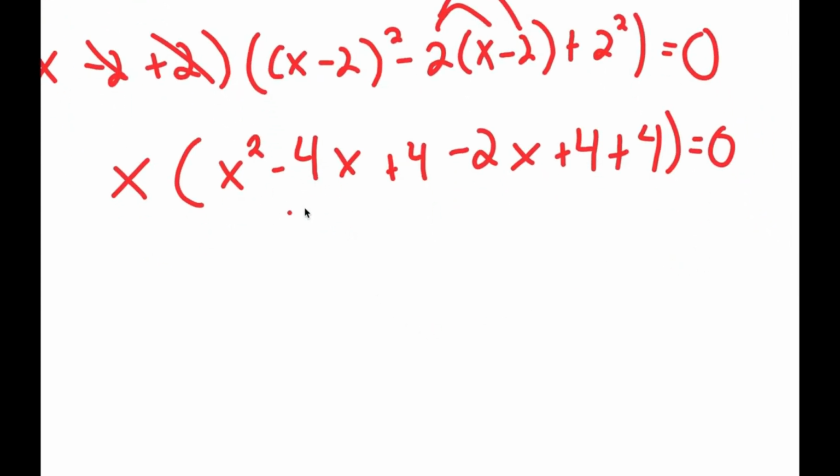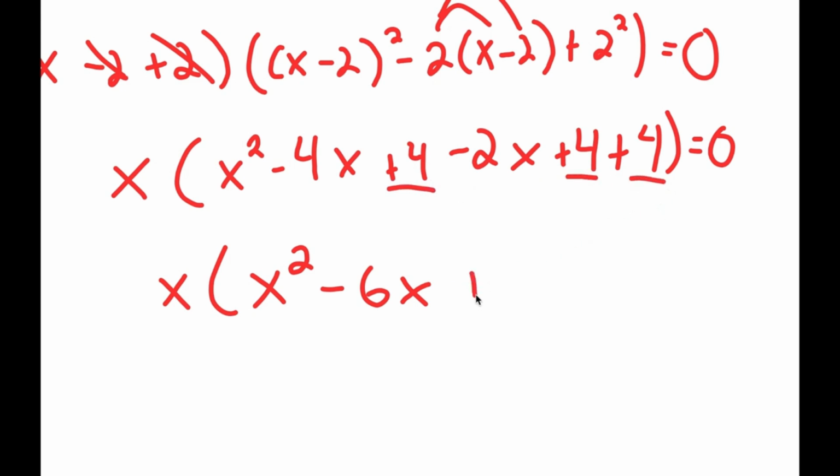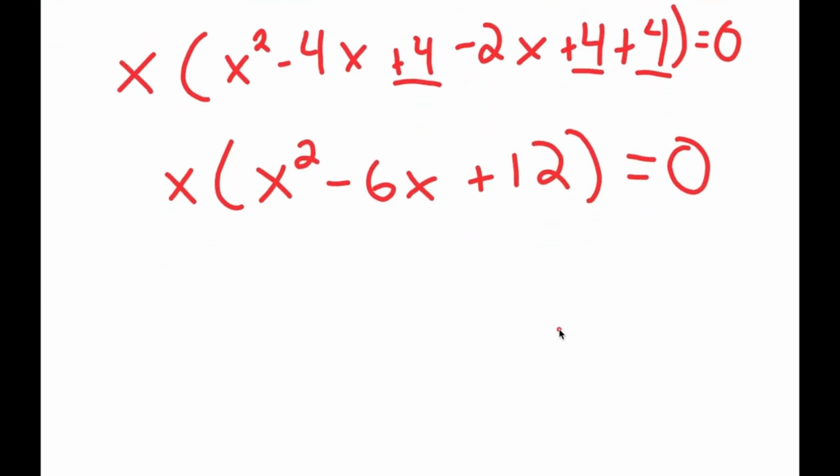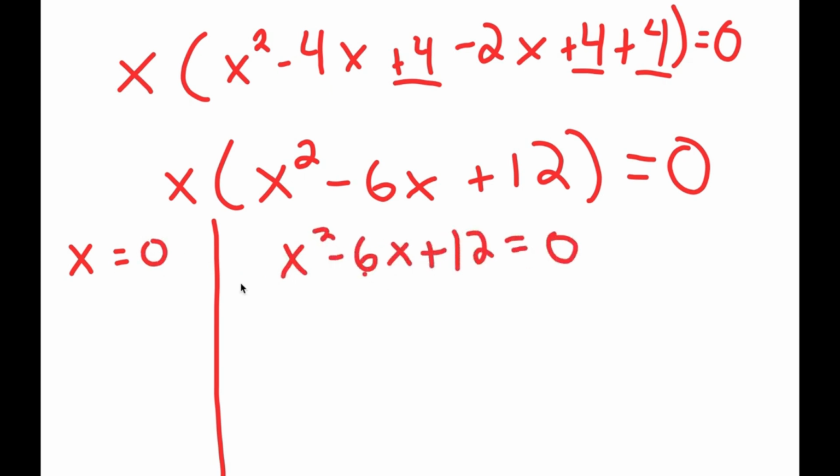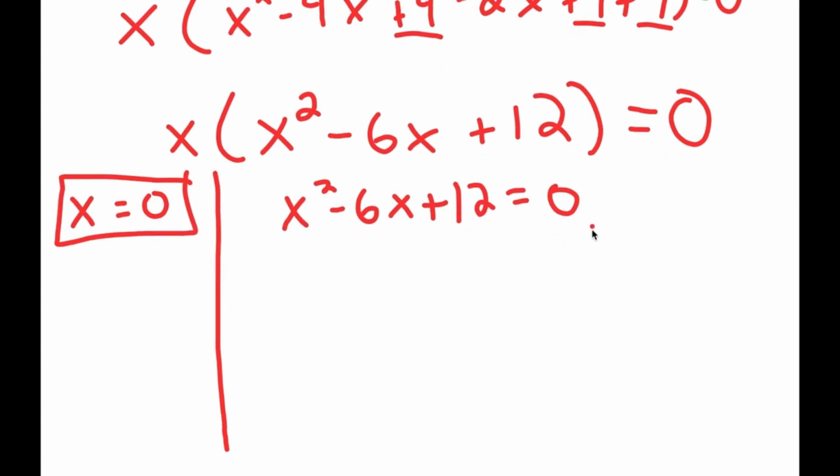Now from here, we can simplify what's in the parentheses. So I get x times (x squared minus 4x plus 4 minus 2x plus 4 plus 4). So this simplifies to x squared, negative 4x minus 2x is negative 6x, and now I'm left with plus 4 plus 4 plus 4, which is plus 12. This is equal to 0. Now from here, this gives me two equations. I get x is equal to 0, and I get x squared minus 6x plus 12 is equal to 0. So x equals 0, this is already a solution. And x squared minus 6x plus 12 is equal to 0.